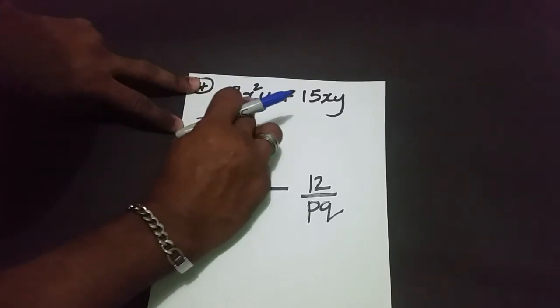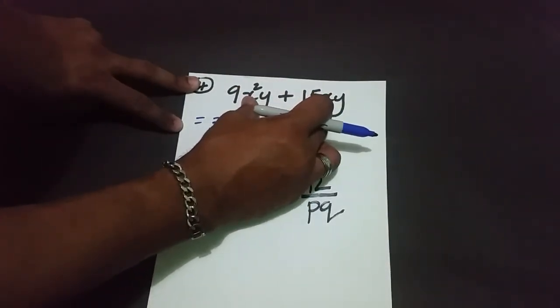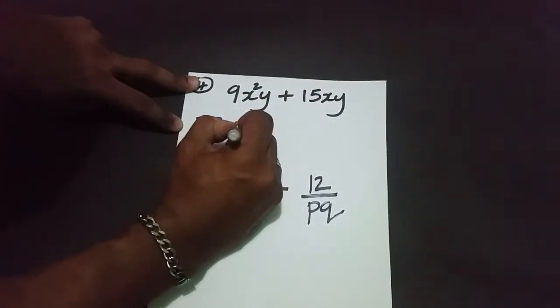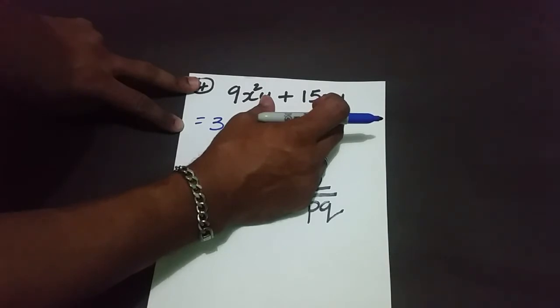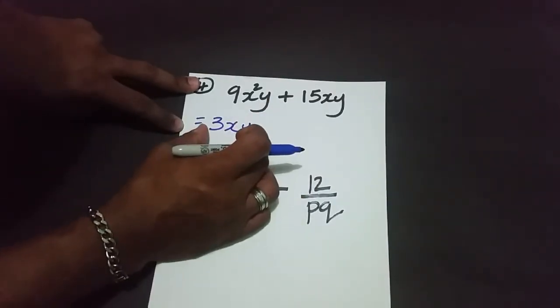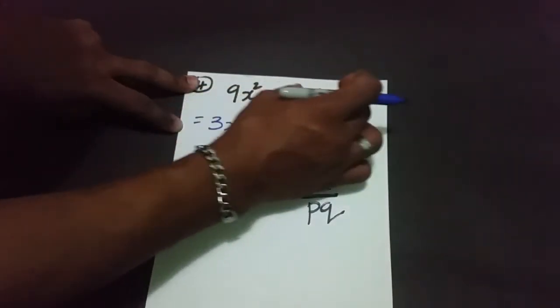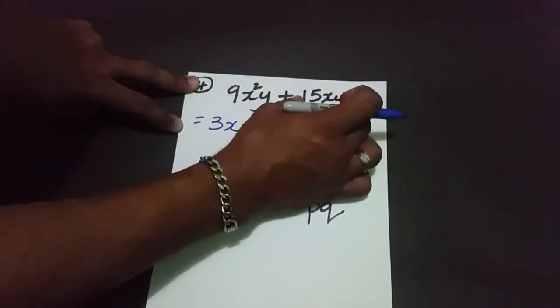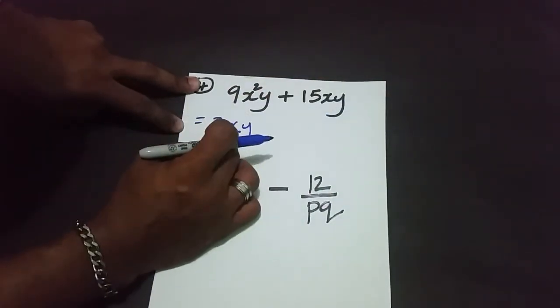Now let's look at x squared and x. The highest common factor of x squared and x would simply be x. Now let's look at y and y. The highest common factor of y and y would be y. So this is what is going to be the highest common factor of these two terms. All right? You take your time and you do it. The highest common factor of 9x squared y and 15xy would be 3xy.